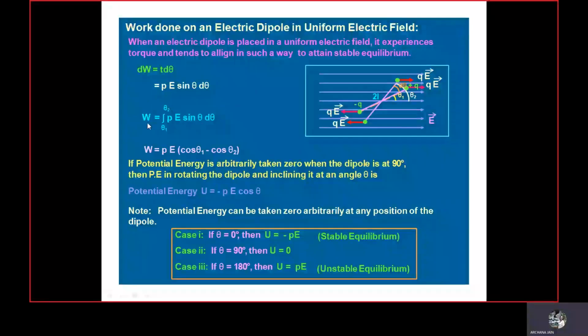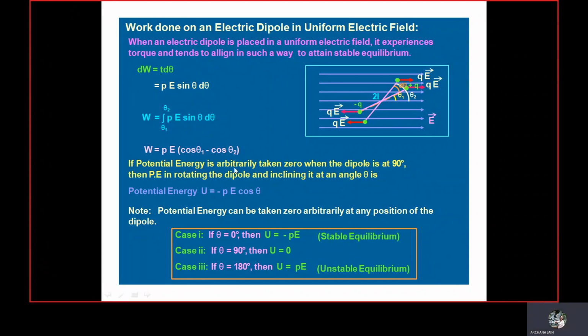When we want to calculate total work done, then we have to integrate this equation, and the limits of integration are theta 1 to theta 2. PE will come out of the integral of sin theta, and we apply, it is minus cos theta. Then we apply the limits theta 2 and theta 1. We will get W = PE (cos theta 1 minus cos theta 2).